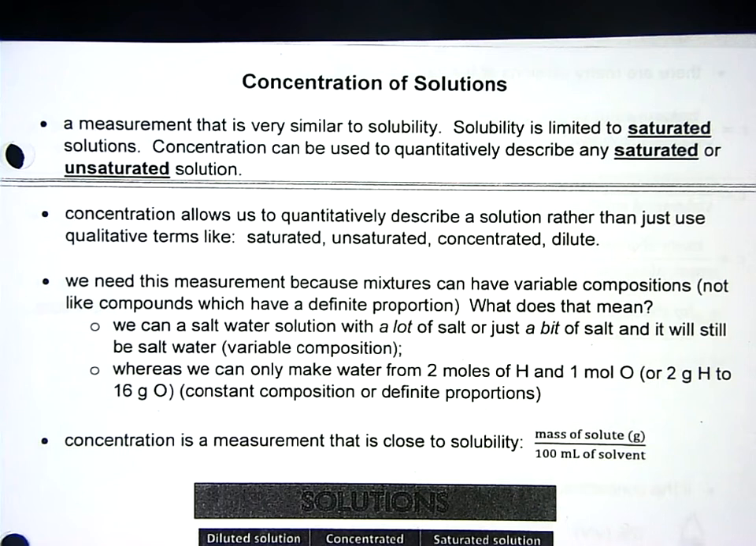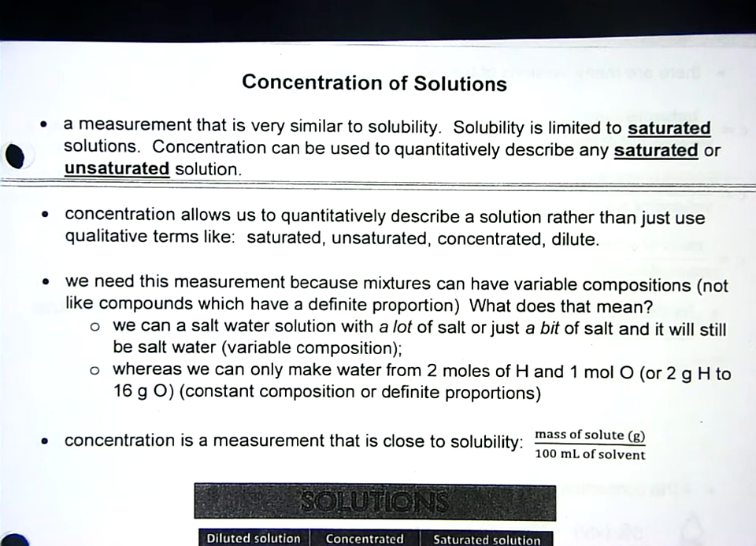Concentration allows us to describe a solution rather than just use qualitative terms. And we need this measurement because mixtures can have variable concentrations, not like compounds which have a definite composition. What that means is, with salt water, I can mix as much salt in it as I want. But when it comes to salt itself, there's always one sodium and one chlorine. It's always the same proportion, so it's definite. Same thing with water. If it's water, it's always one oxygen to two hydrogens.